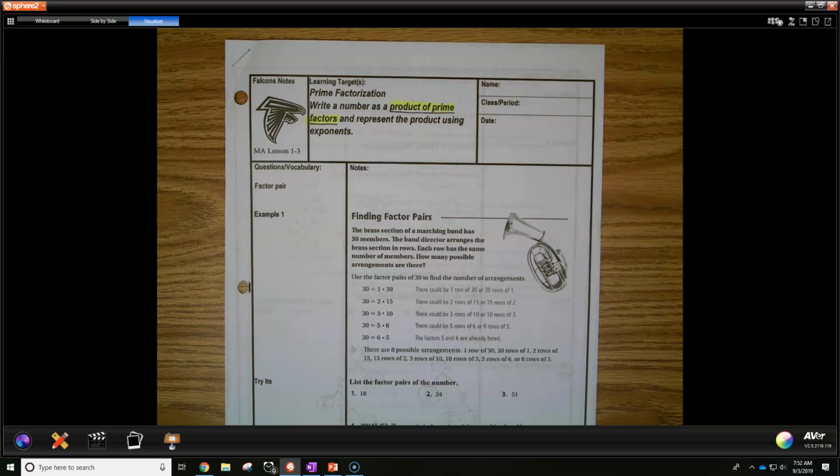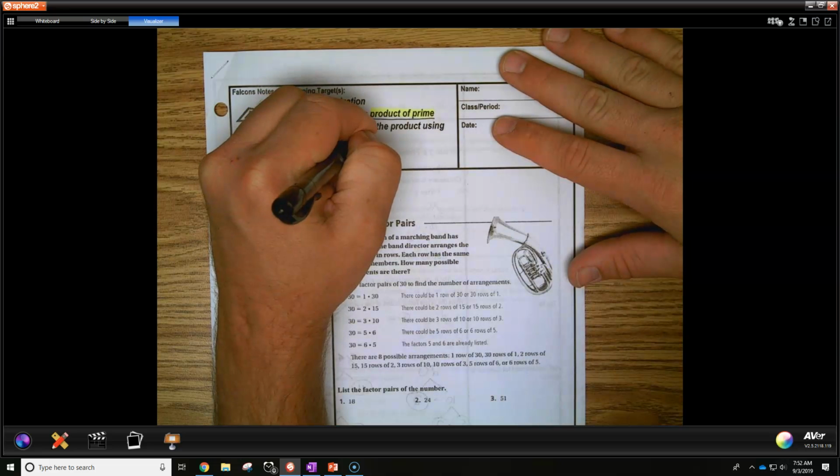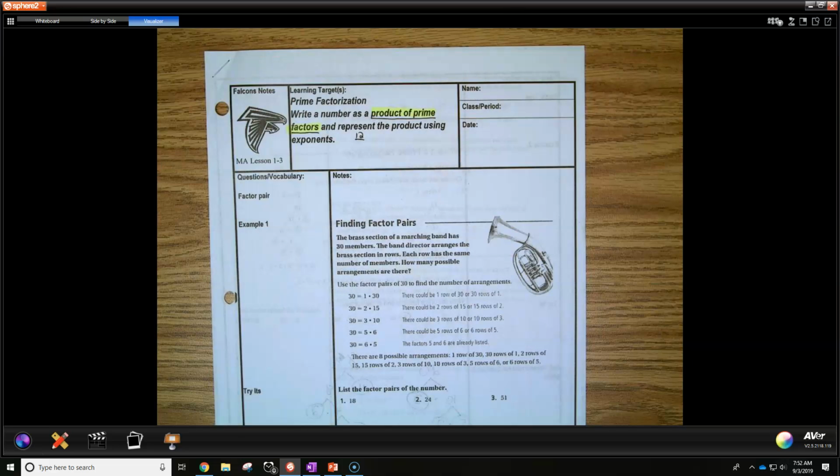So what we're going to do is take a number, and let's write this down right here by your I can statement so you understand it. Let's write down the number 12. Your goal today is that you can take the number 12 and write it as a product of prime factors.